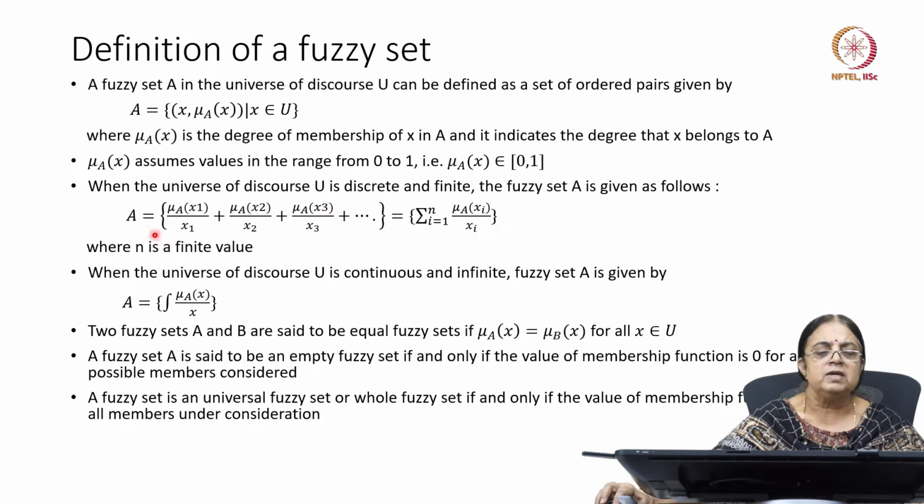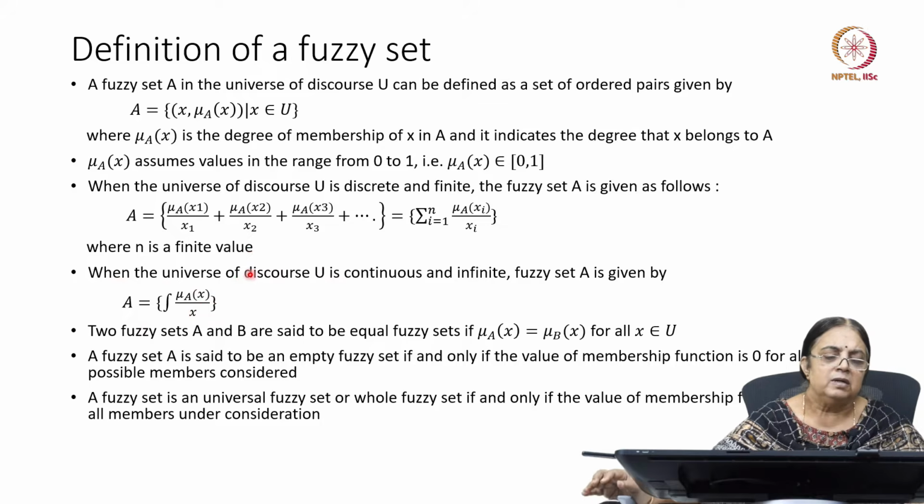So you say A is equal to, you have all the elements x1, x2, x3 and you have the membership values. So membership value by x1 plus membership value of x2, etc. Okay, so this is how you represent that. If it's continuous, you can represent it in this way.